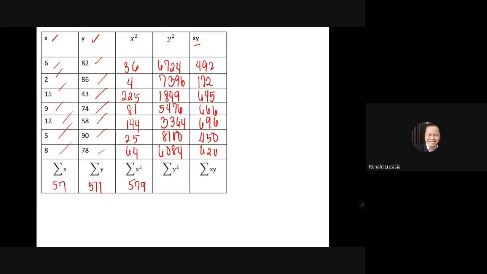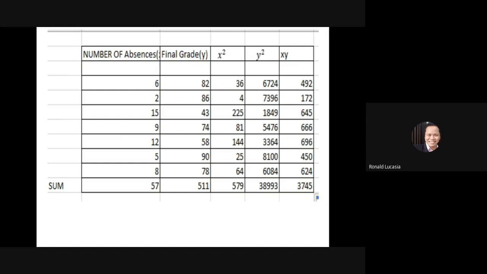The total of y squared is, I computed earlier kasi, 38,993, and this is 37,400, 3,745. Okay? Now, ito yung kinumpute ko kanina. So let's compute for the Pearson r correlation.